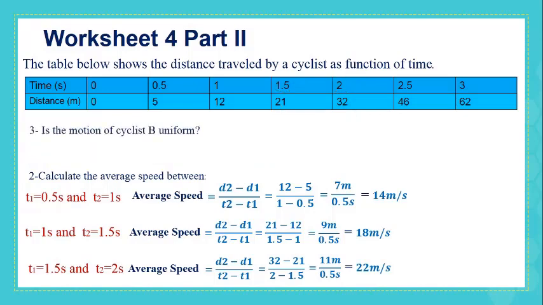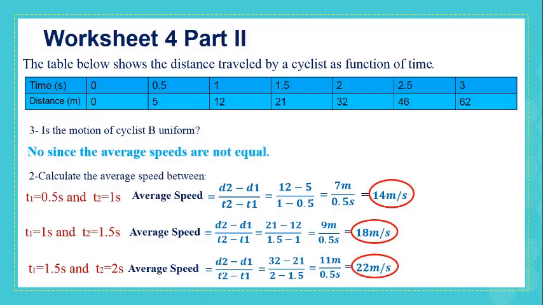Is the motion of the cyclist uniform? If you look at the average speeds calculated, you will notice that they are not equal. This means that the motion of the cyclist is non-uniform motion.